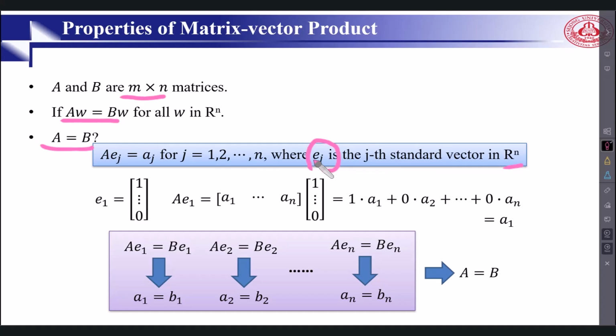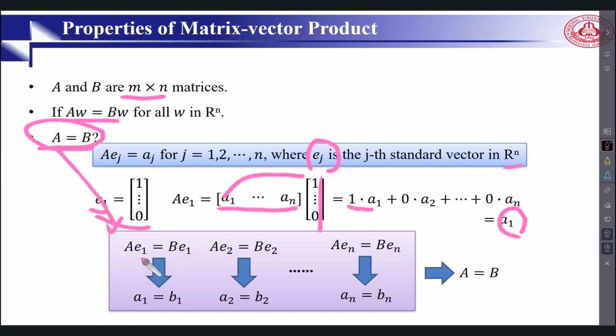Now, according to the given equation, we have the standard vector E1. A multiplied by E1 picks the first column of A, because we multiply the first entry by 1 and the rest by 0. Finally, we will have A1, right? And then in the same way we can do it for the rest. A E1 is equal to B E1. We want to check whether these two are the same or not based on this property.